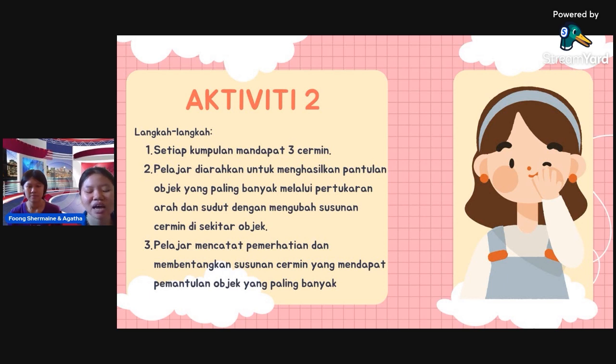Okay, so for the second activity, each group will get 3 mirrors and the students are asked to produce the most reflections of the object through changing the arrangement of the mirrors around the object. What this means is the students have to arrange the mirrors in a certain pattern. And we're going to count how many object images are able to be produced through the mirrors. Students will need to observe the product and also present how many images they're able to create and how they arranged the mirrors.